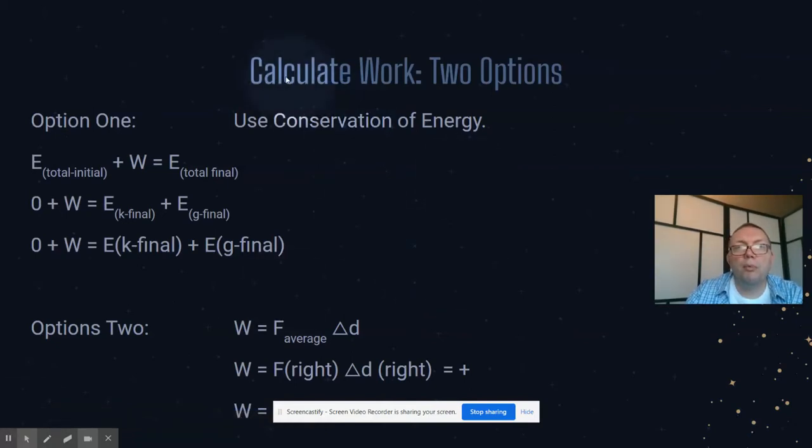There are a couple of different ways to calculate work. In reality, with all the different ways work can be done, there are several, I suppose, but we will focus on two main options for calculating the work present. The first option is to use the conservation of energy equation.